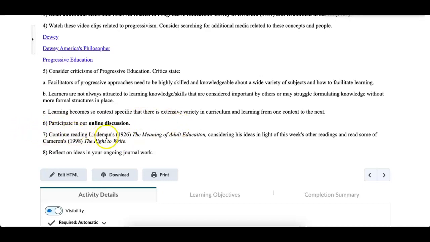And then I'd like you to continue reading Lindeman's The Meaning of Adult Education, which, for me, was an earth-shattering book when I read it. Yes, the terminology and the way it was written is a little bit dated because the book was written in 1926. So of course it's going to be old, but there are concepts and ideas in there that are really important for us to understand in this course, and also through the exploration of adult education. And then continue reading The Right to Write, and reflect your ideas in the online journal. So that is it.